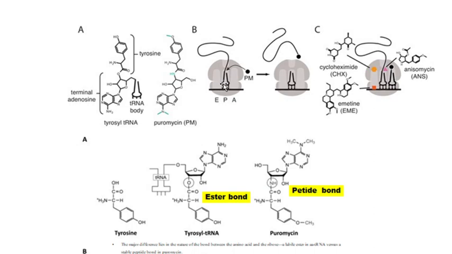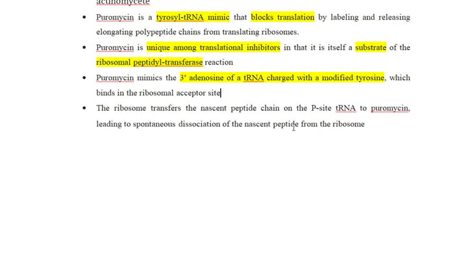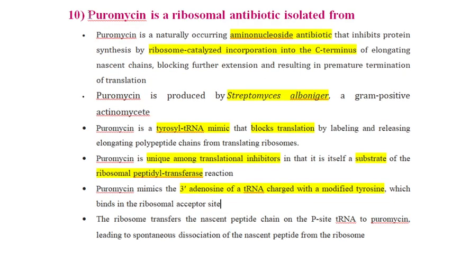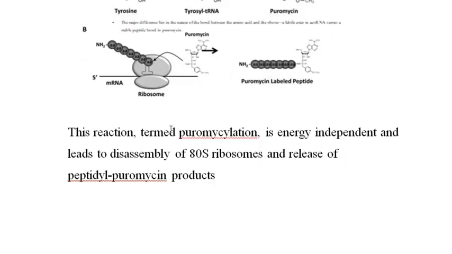So puromycin blocks translation in both prokaryotes and eukaryotes. Okay, so that's the activity of puromycin. It is isolated from this particular actinomycete. These are important points. The reaction catalyzed by this is called puromycylation, and it is an energy-independent process. Once puromycin has been incorporated, the ribosomal subunits are disassembled and the peptidyl puromycin product is released.